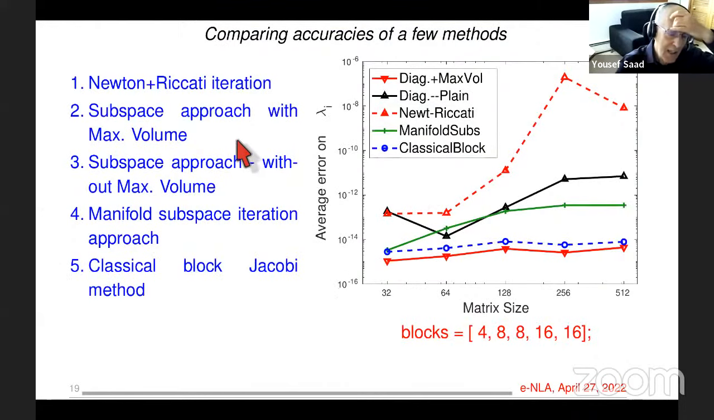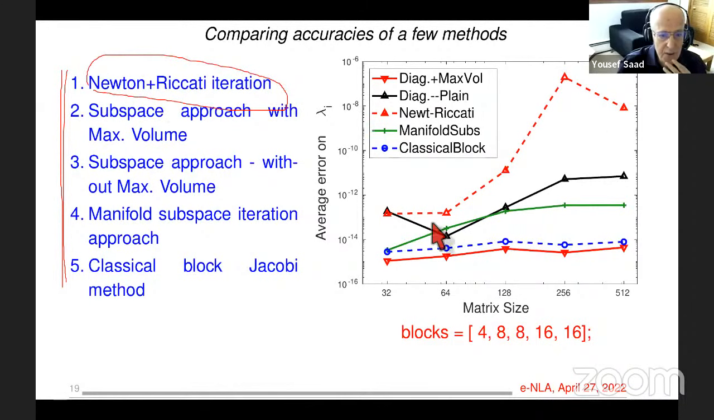So now this is an important slide. It shows a comparison of all the different methods that I've tried with matrices of different sizes. So this is Newton plus Riccati. The implementation here is a little crude. I just do a certain number of Newton iterations. So it's not too unexpected to have something that doesn't work that well, but it works fairly well for smaller cases. This one is the one that I recommend, the approach I talked about earlier, which is using this subspace approach with the max volume trick to get a good basis.